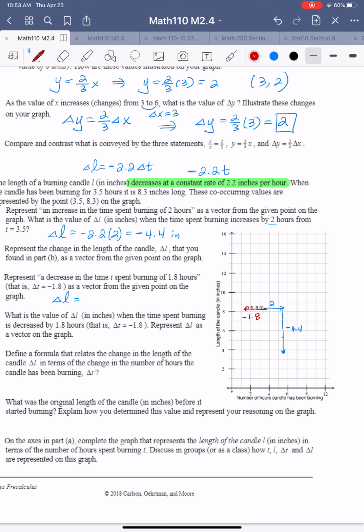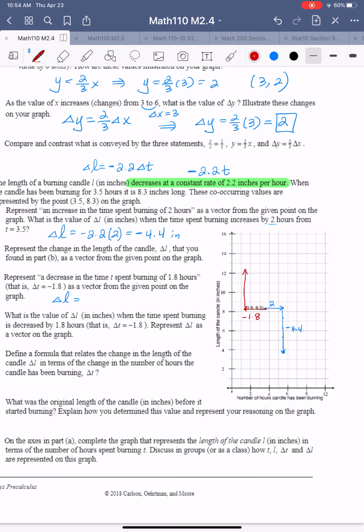And then how much of the change is in the length of the candle? Okay, so it's going to be 1.8 times actually the 2.2. So it actually increased to 3.96. Okay, so from here, I'm going to 3.96. So 3.96, which is about passing the 12 and about here.